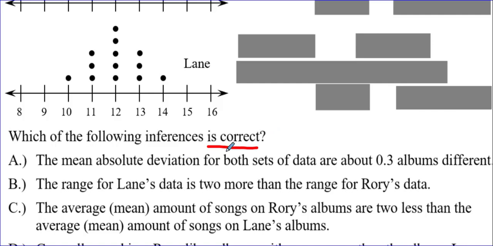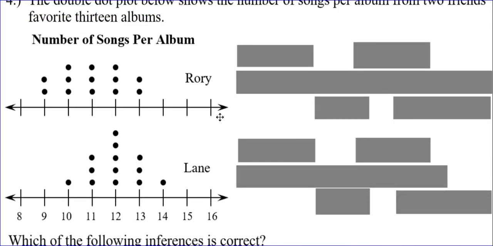The mean absolute deviation for both sets of data are about 0.3 albums different. And yes, as soon as you read mean absolute deviation, you're like, oh no, this one's going to take the most work of them all. Because, yeah, it just does. I mean, you're going to have to find the mean. So get your calculators ready. We are going to have to get the mean, and then we're going to have to get the mean absolute deviation.